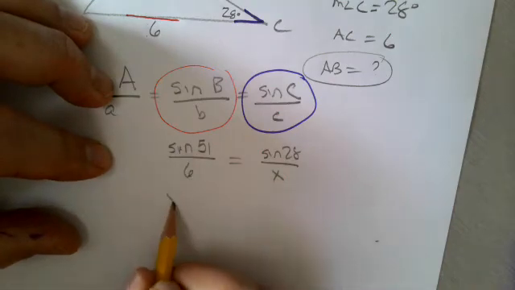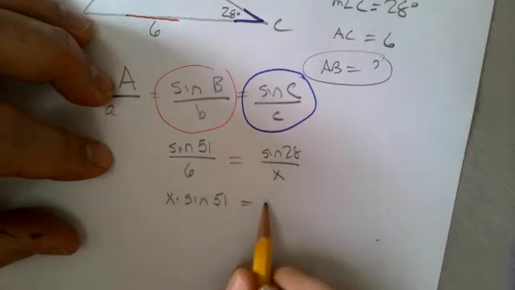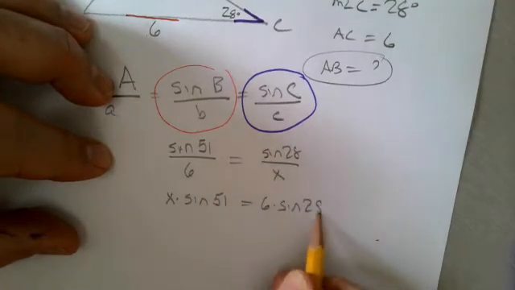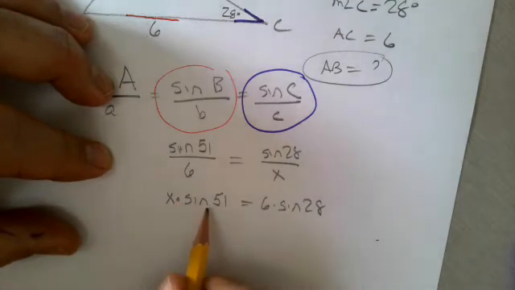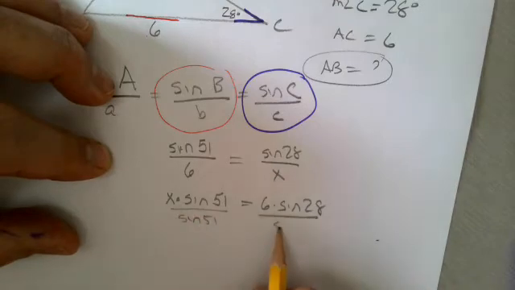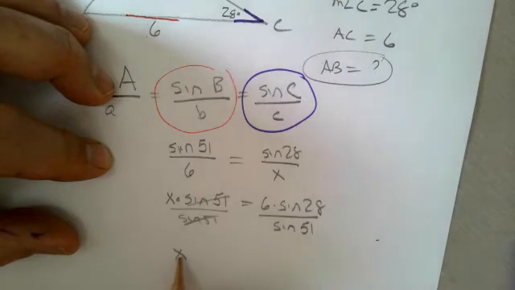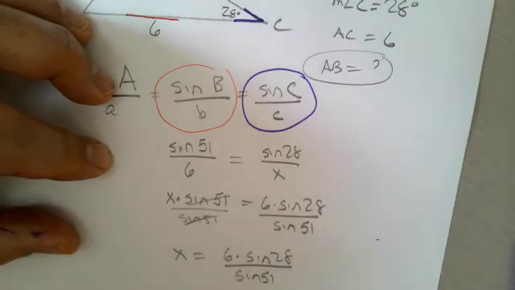X times this chunk, so X times sine of 51, equals 6 times sine of 28. I want to solve for X. Right now it's being multiplied by sine of 51. I need to undo that. The way I'll do that is I'll divide by sine of 51. If I do it to one side of the equation, I have to do it to the other side of the equation. These cancel, leaving me just with X equals this mess: 6 times the sine of 28 over the sine of 51.